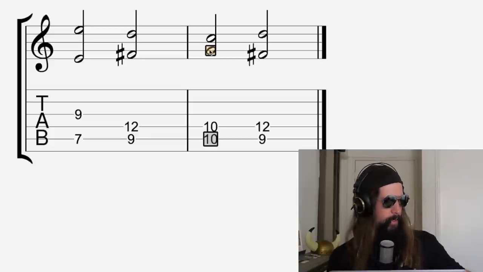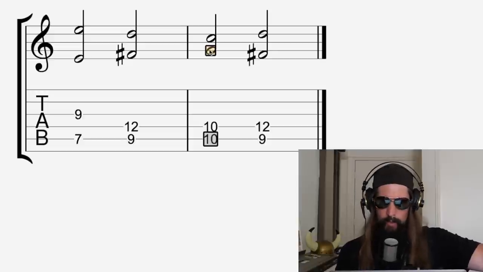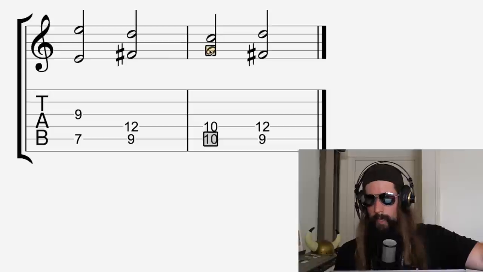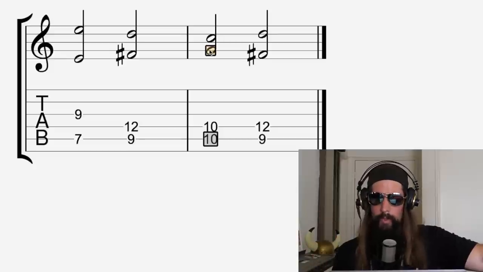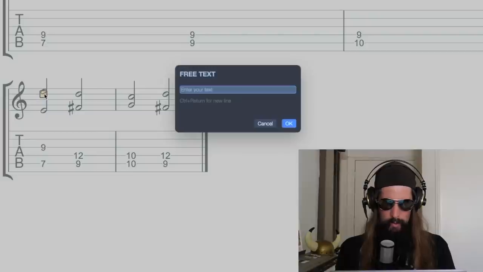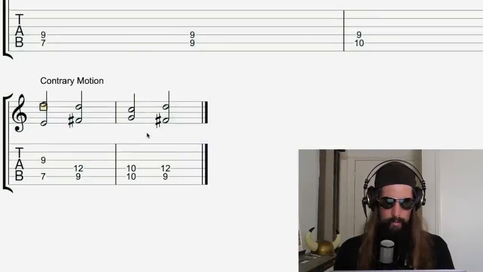I believe Bach said that's what he just naturally shoots for because that's what sounds the best. So if you're ever making a musical arrangement, just try for contrary motion. It's just what is most pleasing to our ears. Type that in here. Contrary motion. Bingo.